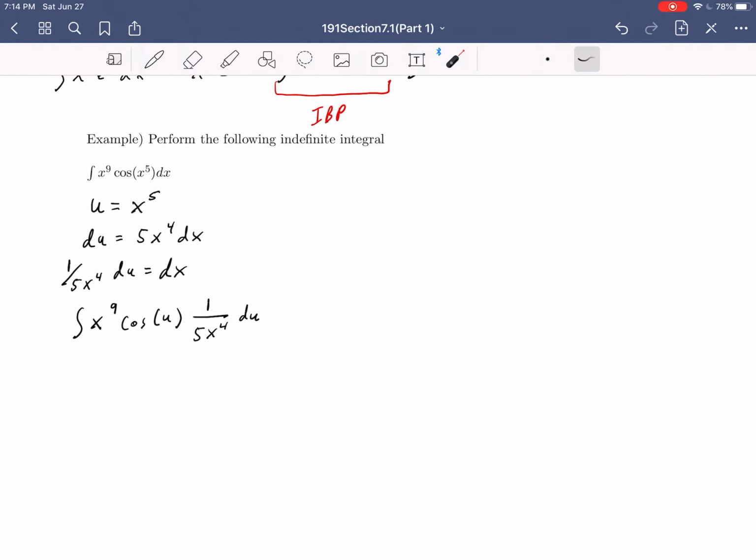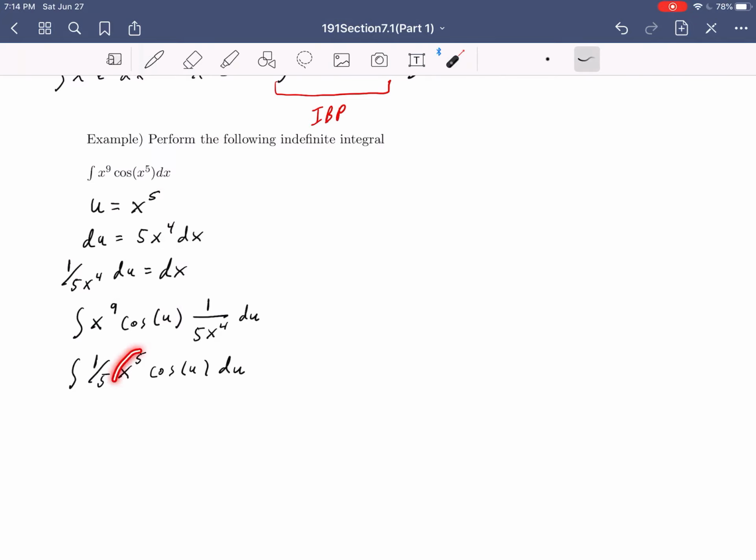This is sometimes referenced as an imperfect substitution, so we need to figure out a way to remove all of the x's in this expression before we can finish integrating. Luckily there's a pretty easy simplification at the beginning. We can cancel the x to the 4th and the x to the 9th and make this 1/5 x to the 5th cosine u du.